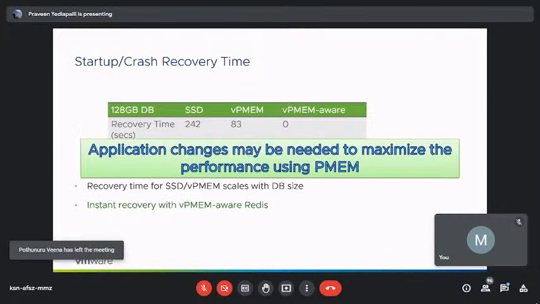So the main message from these two scenarios, SQL Server and Redis, is application changes may be needed to maximize the performance using pmem. Like I said, in both examples, just by changing from hard disk to pmem, you can get some advantage, but to get the best performance, you need to change your application to understand this pmem and take advantage of the new pmem semantics.